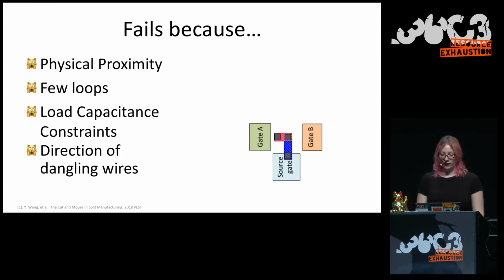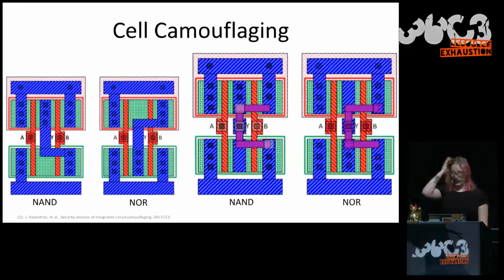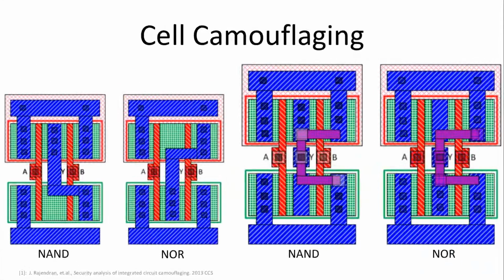Yeah, good. The final countermeasure I'd like to talk about is something called cell camouflaging. If we can't hide the connections, let's at least hide the functionality of the cells. The idea is that if you consider these two cells here, a NAND and a NOR cell, they look visually different. The metal actually looks different, or maybe the dopant looks different. We can design cells where the metal doesn't look different. So for example, these are two obfuscated NAND and NOR cells. Visually, they look the same.